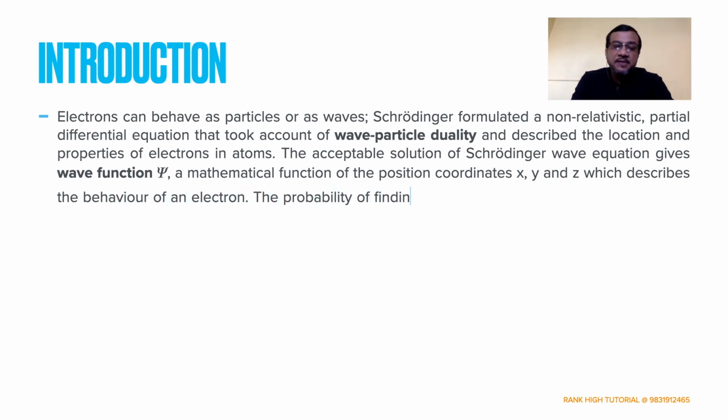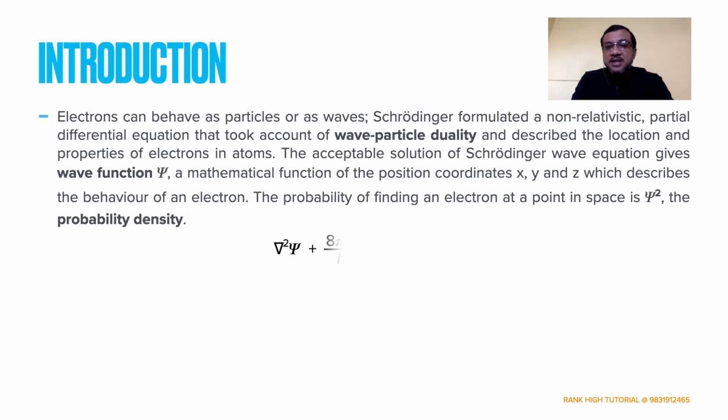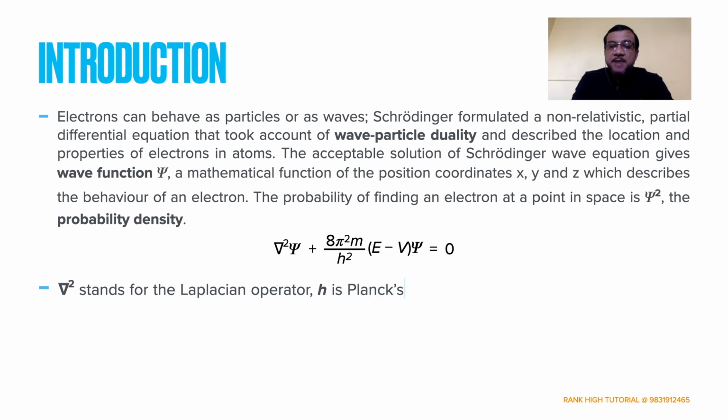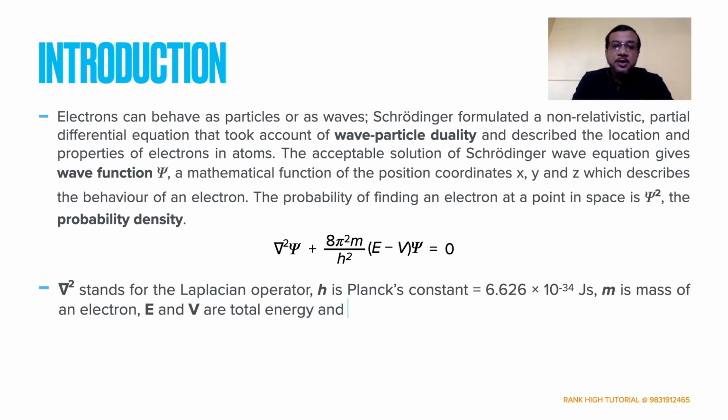The Schrödinger wave equation is as follows: nabla square psi plus 8 pi square m divided by h square into (E minus V) multiplied by psi equal to 0, where nabla square stands for the Laplacian operator, h is Planck's constant whose value is 6.626 into 10 to the power minus 34 joule second, m is mass of an electron, E and V are total energy and potential energy of the system respectively.